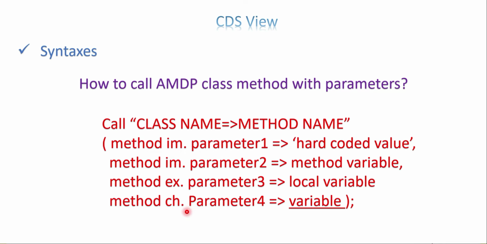Okay, and then changing parameter, that is also possible, same syntax, but the only thing is you cannot hard code it. It's a basic rule, right? If there is any changing parameter, you are not able to pass a value to it, it must always be a variable. That's what I underlined here, it should be a variable. So no hard coded values for a changing parameter. So these are the ways to call a method which has parameters: import, export, changing.